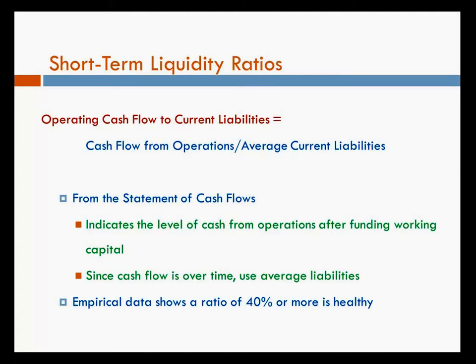Operating cash flows to current liabilities. Cleverly named because it's cash flows from operations divided by current liabilities. Now, you have to use an average on the liabilities because it's a comparison between something that's over a period of time and something from the balance sheet. So you take the beginning and the ending liabilities from the balance sheet.